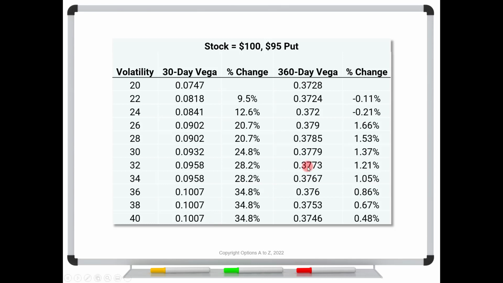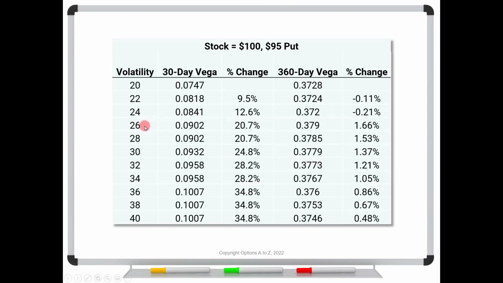But look what happens if we do that same exercise with a 360-day option. So as we saw before, the vega is 0.3728. This is the $95 put with 360 days to expiration. But if I increase volatility to 22%, it actually decreases vega by a little bit, down 0.11%. If we go up to 24%, it goes to 0.372, again down 0.21%. It's a decrease. That's going from 0.3728 to 0.372.